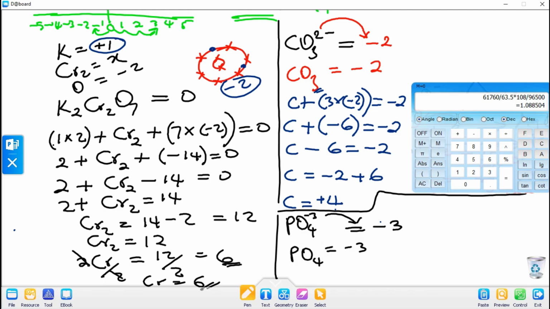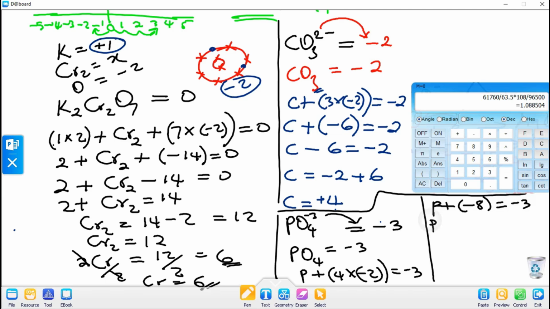So we are looking for phosphorus. Phosphorus is going to be P plus oxygen. Oxygen we have been told is -2. So this is going to be P plus 4 times -2 equals -3. So we can solve here. P plus 4 times -2 will be -8 equals -3.